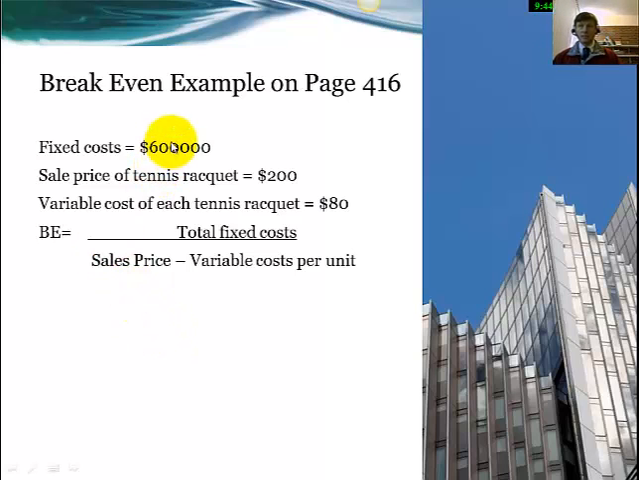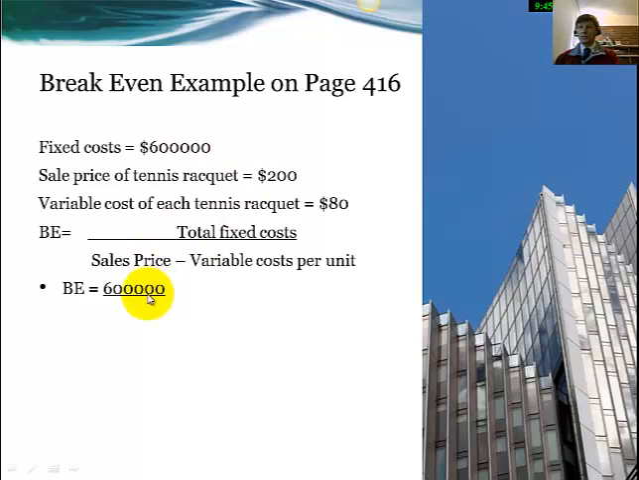So in that instance, there were fixed costs of $600,000. The sale price per tennis racket is $200. The variable cost of each tennis racket that is purchased, the cost of goods sold, is $80. So if we use our formula that I've shown you before, total fixed cost over sales price minus variable cost, let's just start working that out.